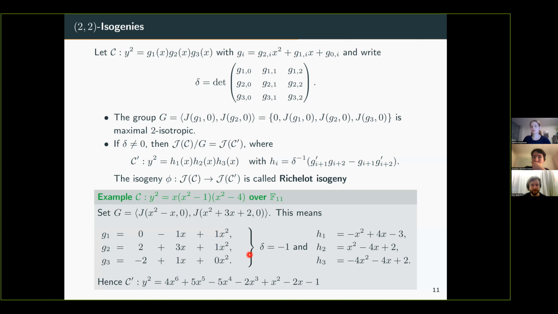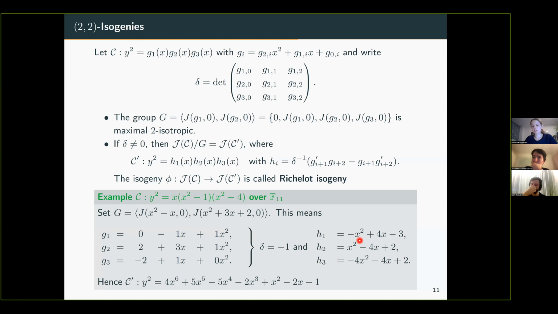So the first step is to compute this delta. That's the determinant of the matrix of coefficients that you have here, which in this case gives us -1. And then in the second step, you compute these 3 polynomials, h1, h2, and h3. So maybe I'll explain the computation of h1.